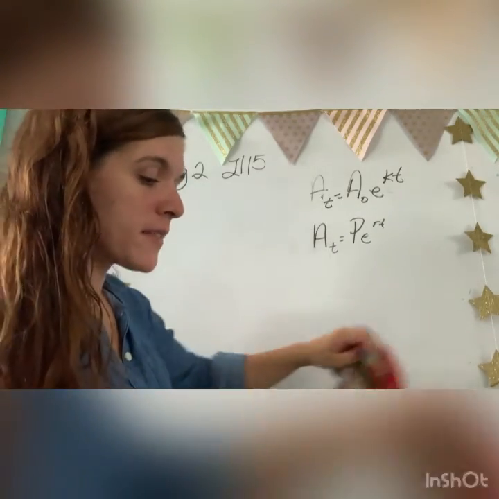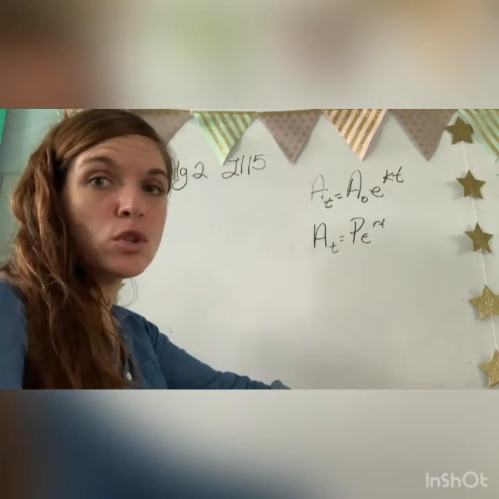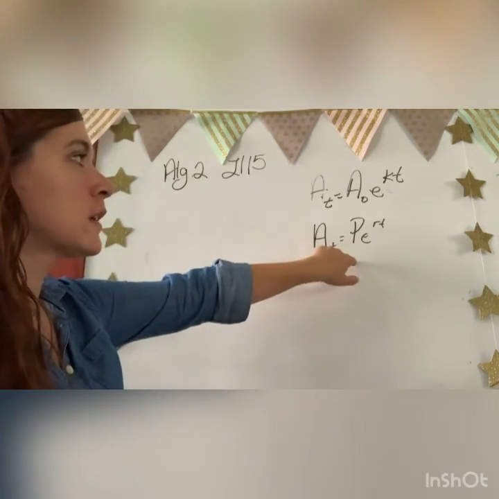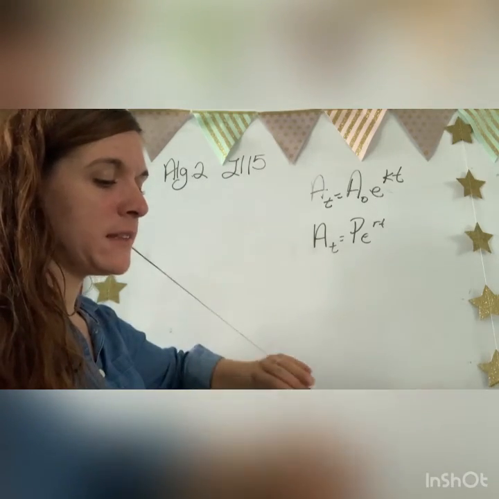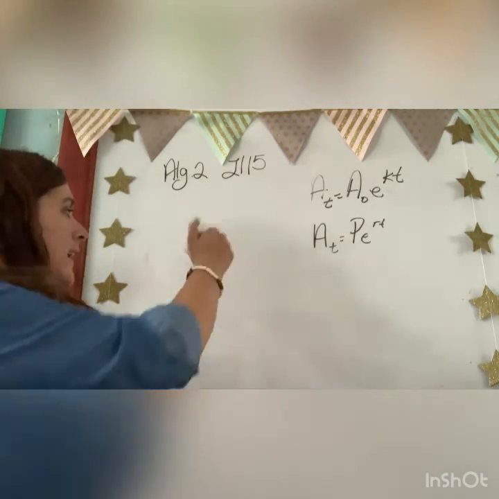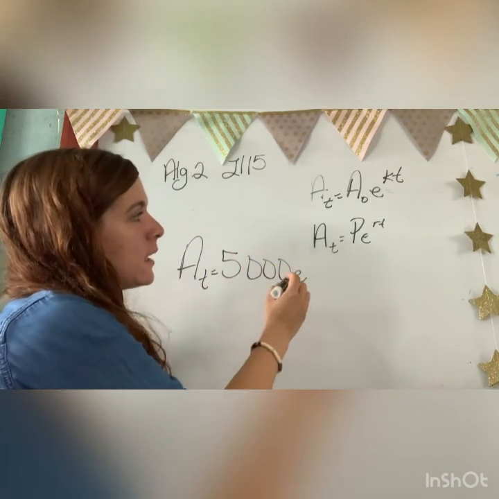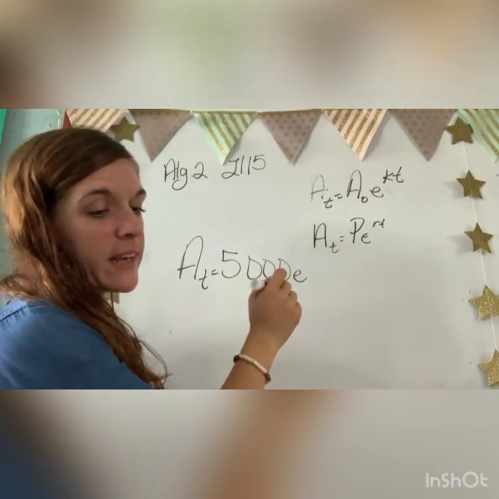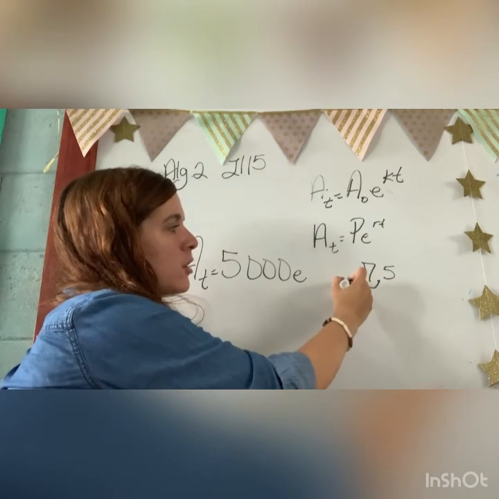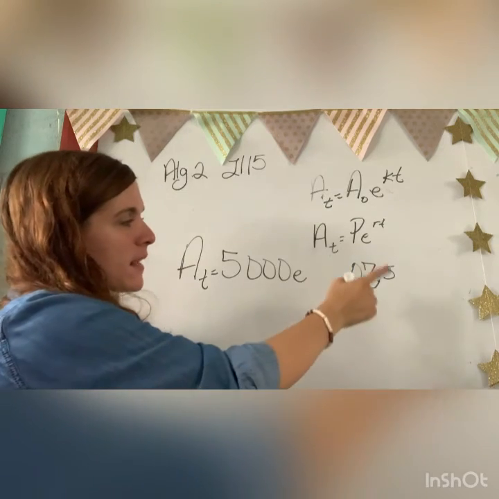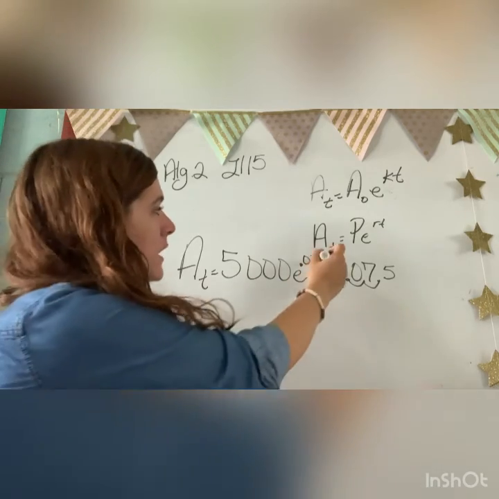Roger deposited $5,000 in an interest-bearing account that paid 7.5% compounded continuously. As soon as you see compounded continuously, you know you can use this equation. It's just like increase exponentially, okay? So, how much money did he have in 10 years? So, we're looking to find this. He started out with 5,000. E to the rate is 7.5%, which is written as a decimal, right? And you move over 2 decimal spots because it's percentage, so it's 0.075 times T, which is 10 years.